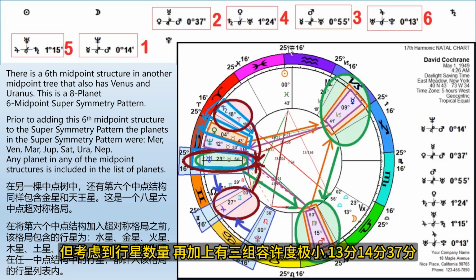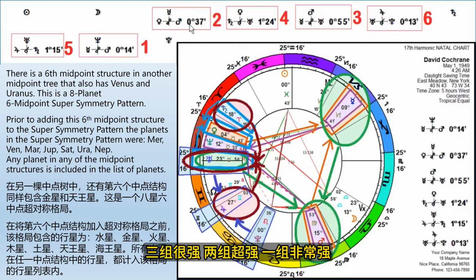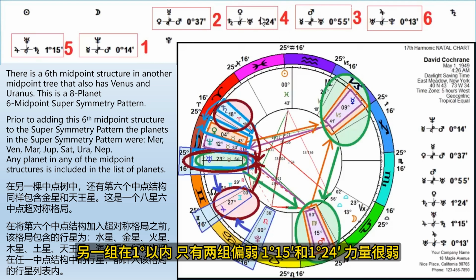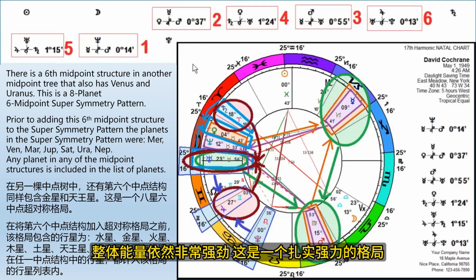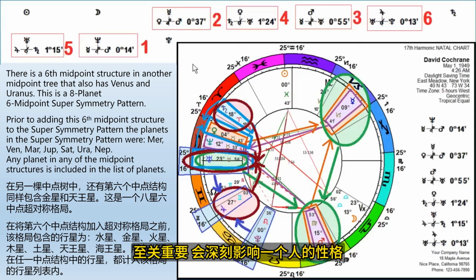But given the number of planets and given the fact that 2 of them have the 13 and 14 minute orb, another one at 37 minute orb. So 3 of them strong, 2 super strong, 1 really strong, another under a degree, and 2 kind of weak. 1 degree 15 minutes and 1 degree 24 minutes very weak. So a lot of strength in there, a couple of weaker ones. This is a very solid, strong configuration. Very important, and it will play a part in the person's personality. And this is something that the person should use.